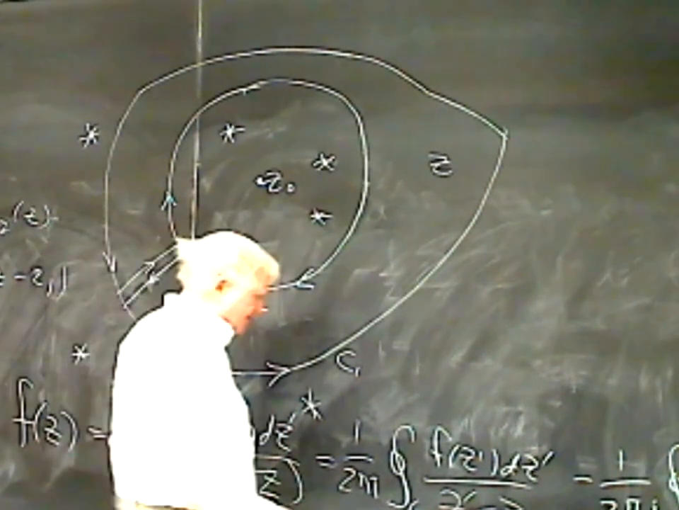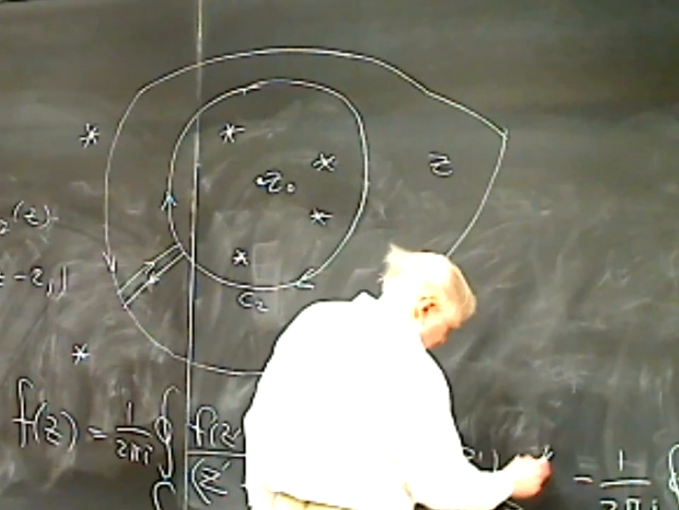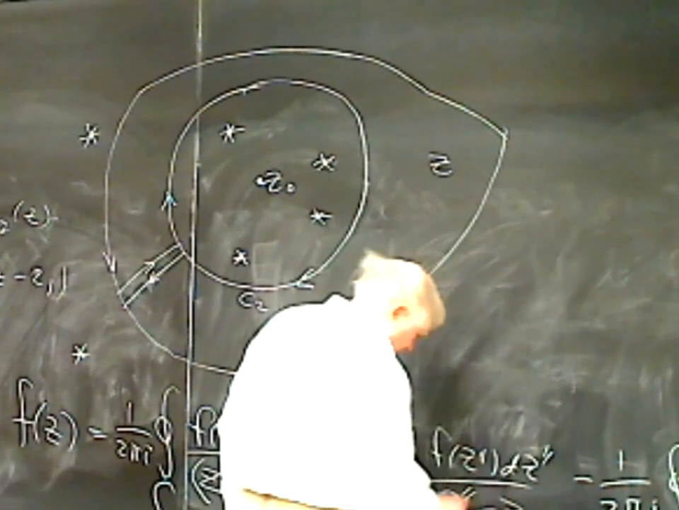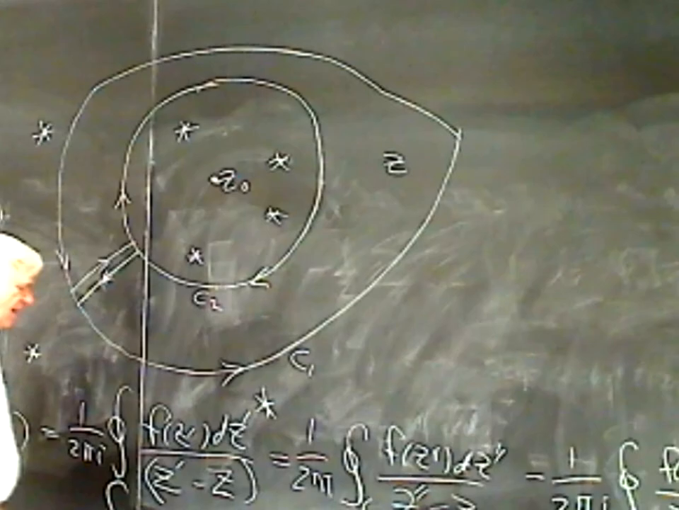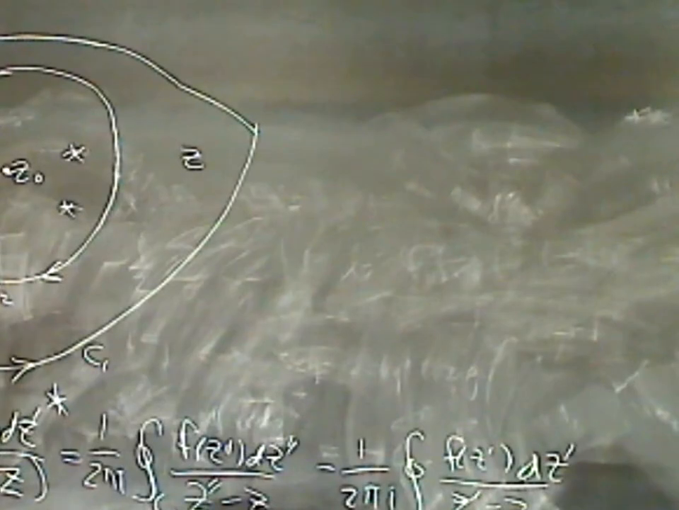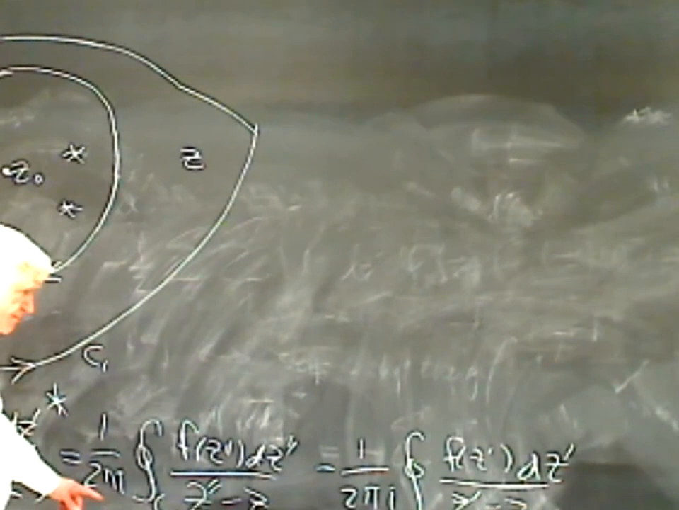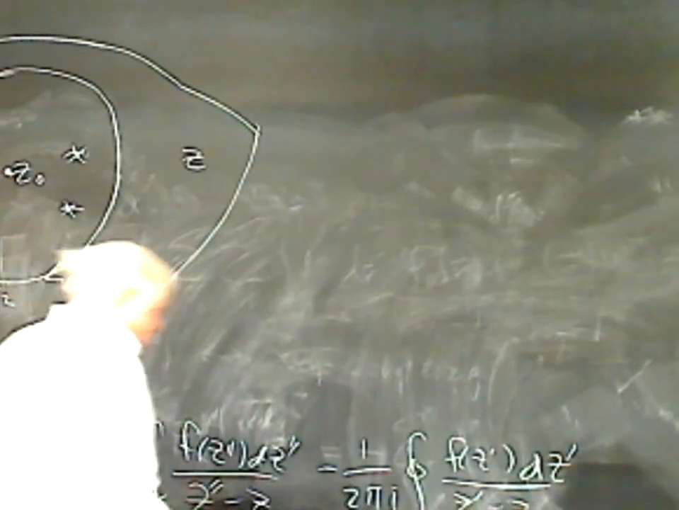Now the next thing we do is, in fact, I'm going to use a somewhat more helpful notation. Z prime is going to be on, oh nuts, I did exactly the wrong thing.